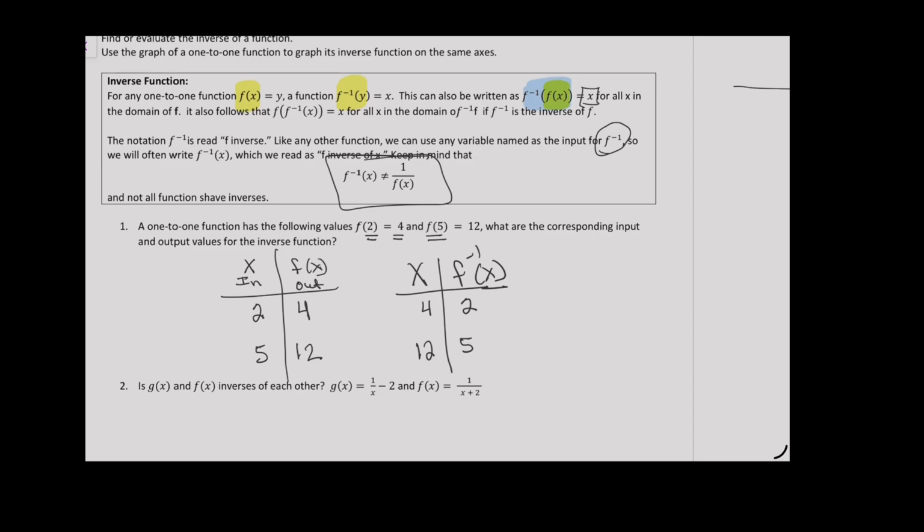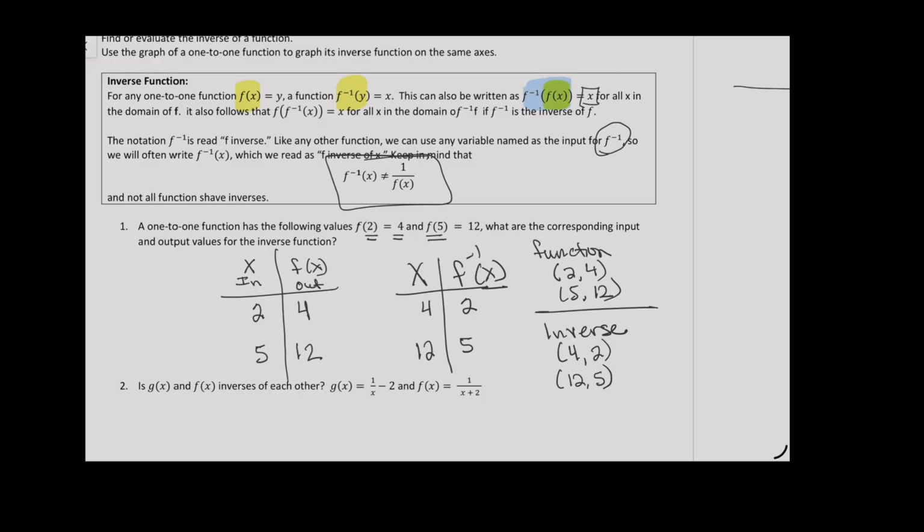So I could say, or write them as coordinate points, right? Original function, 2 goes in, 4 comes out. 5 goes in, 12 goes out. Inverse function will reverse what the original function did. So in goes 4, out comes 2. In goes 12, out comes 5.